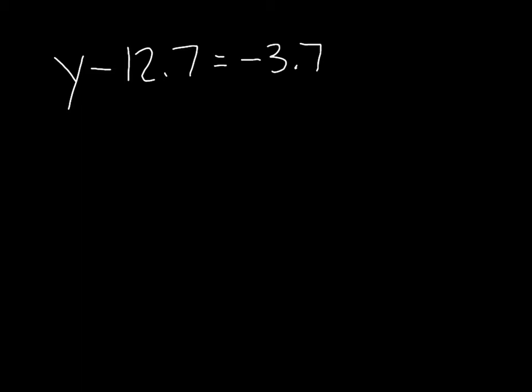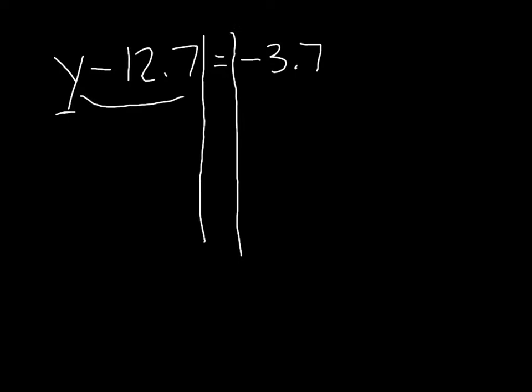I'm going to first draw my train track so I can separate the two sides of the equation. And then I'm going to look at my y. My goal is to get the y isolated or by itself so that I can figure out what it's equal to on the other side of the equal sign. In order to do that, I have to get rid of this minus 12.7. I can do that by doing the inverse of it, so that it's kind of like the opposite operation. So the inverse of subtracting 12.7 is adding 12.7.